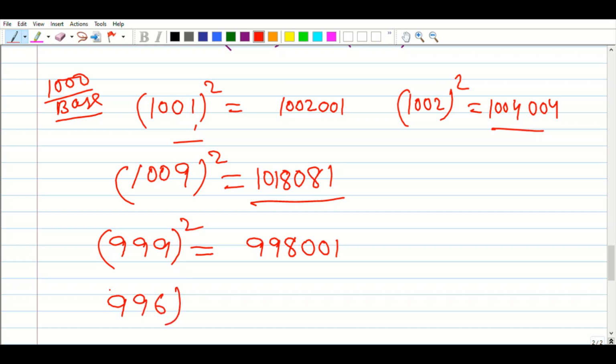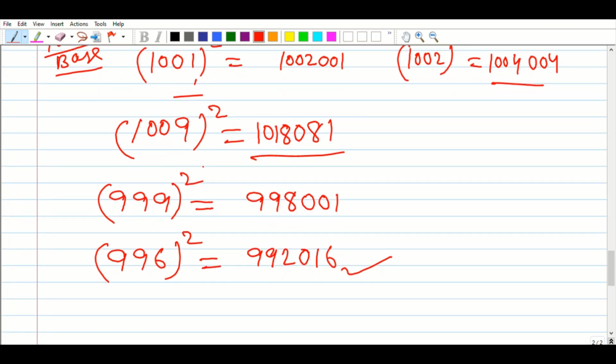How can we find 996 square? In a second. 6 6s are 36. We write 3 plus 1, 1000. And 996 minus 6. No sir, 4. 996 is less than 1000 by 4. So 4 4s are 16, sir. Here we will write 016, and 996 minus 4, that is 992. It is your answer.